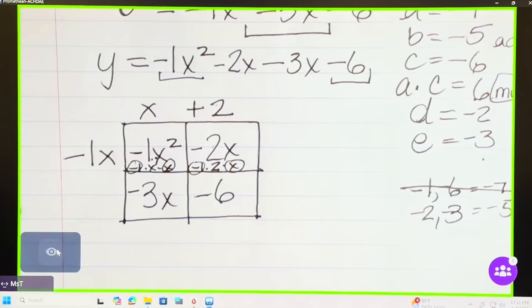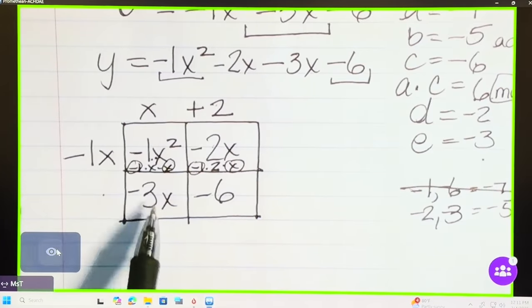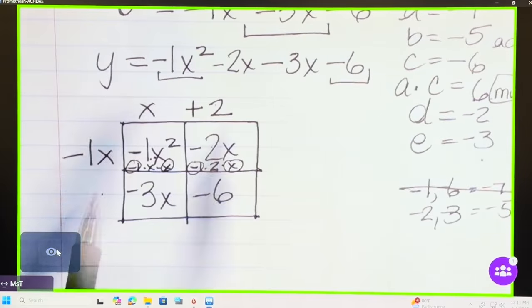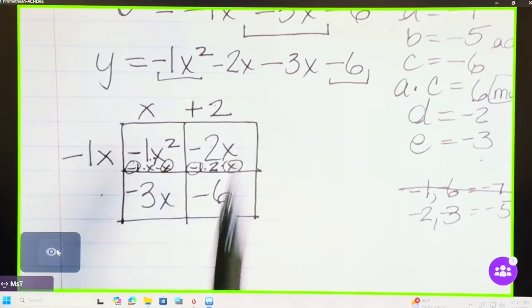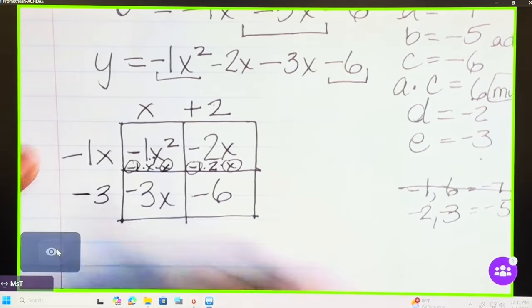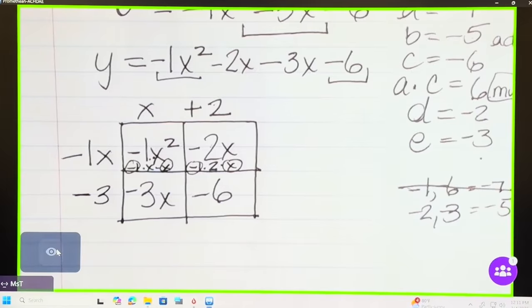Got 2 options. What times x gives me -3x? -3. Let's say I don't see that. What times 2 gives me -6? -3. So this is going to be what? -3. But I already knew that that was the greatest common factor between these two. Any questions? All right.